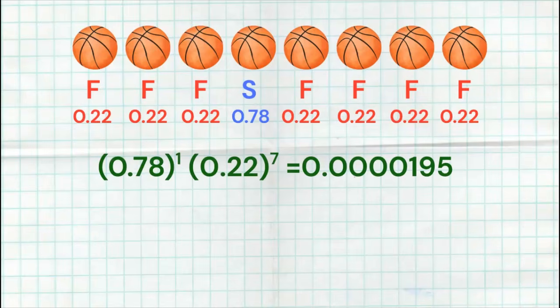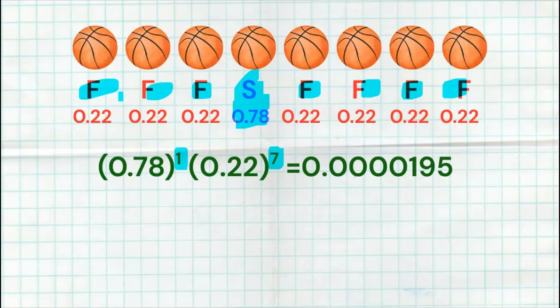So this is where we have 0.78 raised to the 1st for her 1 success, 0.22 raised to the 7th for her 1, 2, 3, 4, 5, 6, 7 failures. So again, that's me multiplying this out for this one scenario. But the problem is this. Yes, this is the probability of this one very, very specific outcome where she makes the 4th. The one shot she makes is the 4th shot.